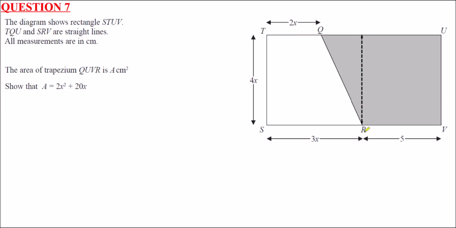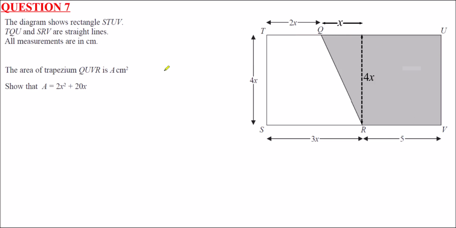So if we extend a line from R up here, then the height of this line must be the same as the height from S to T. That'll be 4x as well. If from S to R is 3x, but T to Q is only 2x, from Q to this point here must be an extra x, so that 2x plus an extra x has to equal 3x. So we've got the dimensions of this triangle now, and of course we've got the dimensions of this rectangle here, which is 5 long and 4x high.